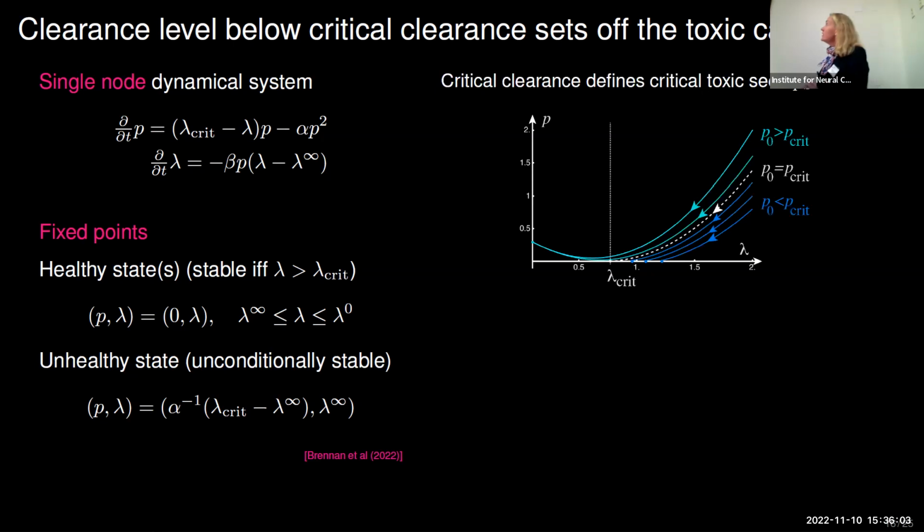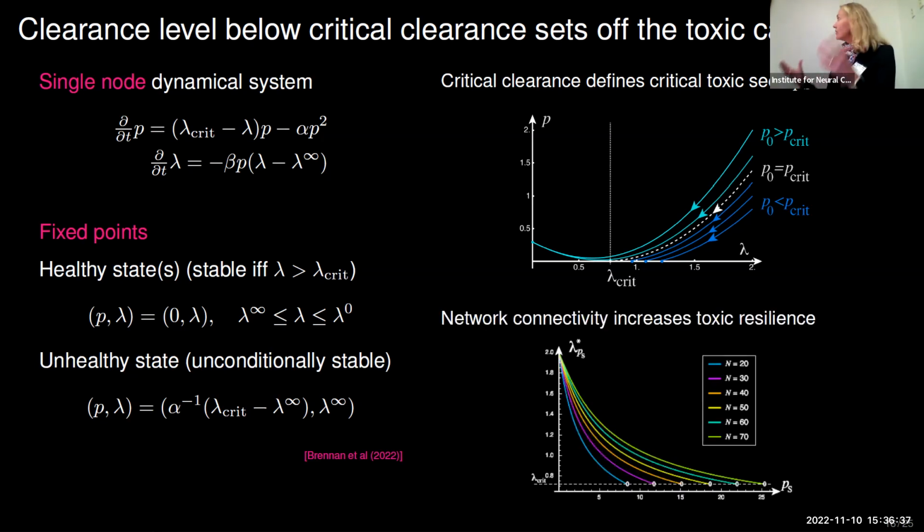And this concept of a critical clearance, which is a parameter in the model, also defines a critical toxic load level. So if you start with a protein concentration that's lower than the critical one, the clearance will clear it away and you will end up in a healthy state. But if you start with a toxic level that's higher than the critical level, you will reduce the clearance to a level at which it's unable to clear the entire toxic load, and you will see accumulation of the disease.